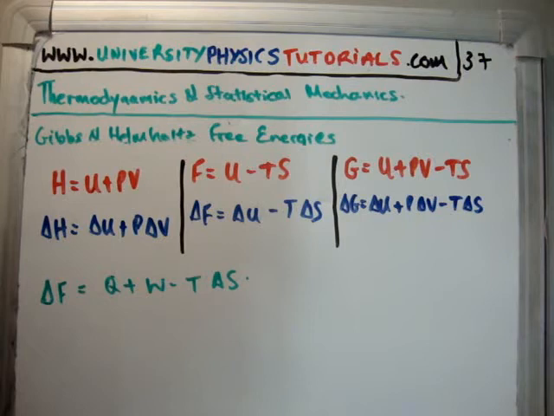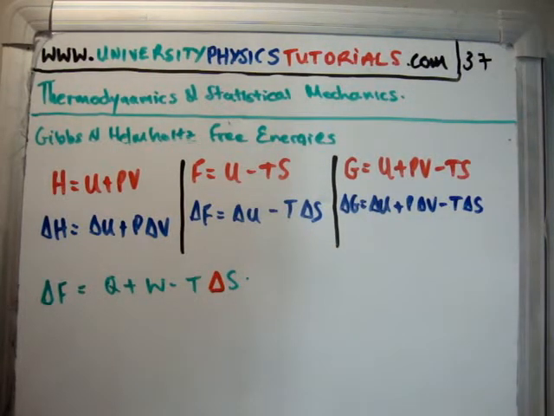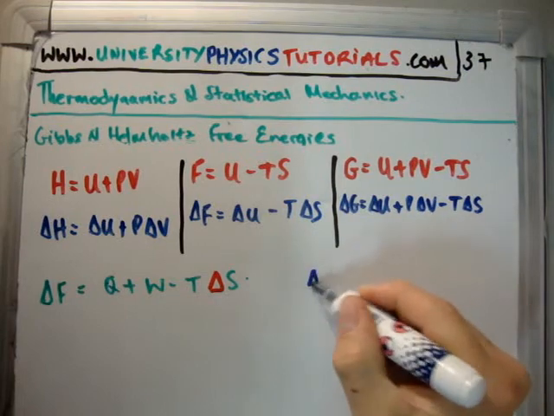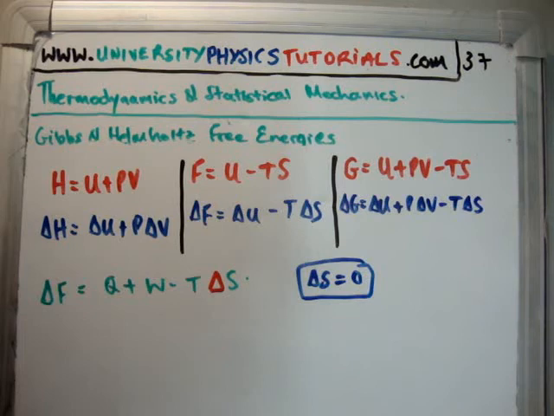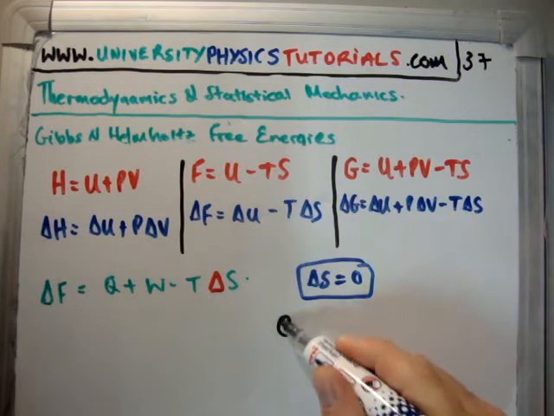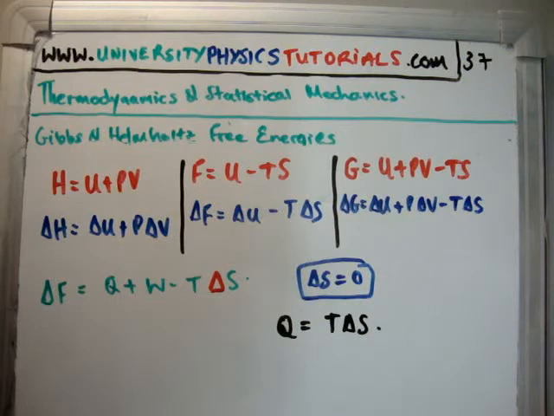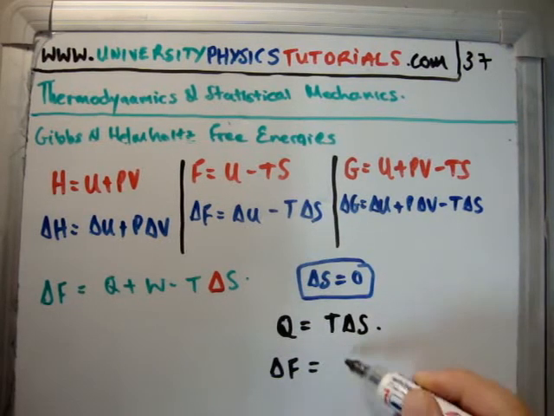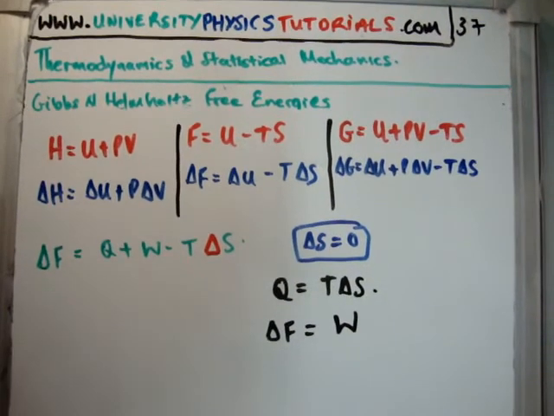Now, note that if we're lucky enough not to create any new entropy, so let's say delta S is equal to zero, so in making our system we didn't increase the entropy of the world, then the heat must be equal to T delta S. So Q is equal to T times delta S. And that means that delta F is just equal to the work done on the system. Okay? So all of our input work can later be used as part of the Helmholtz free energy.